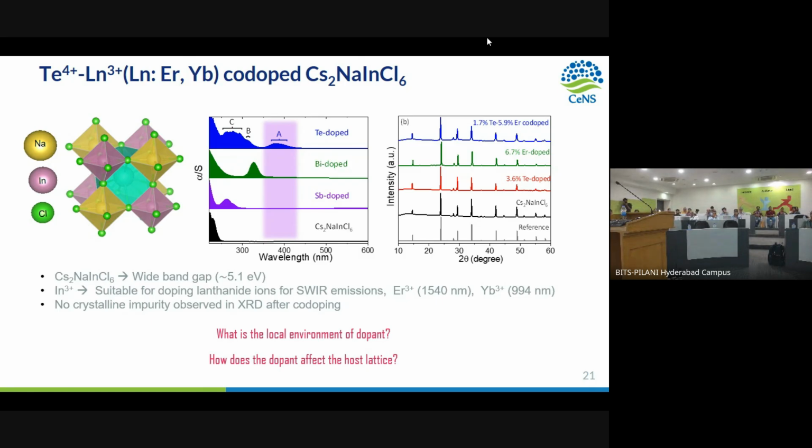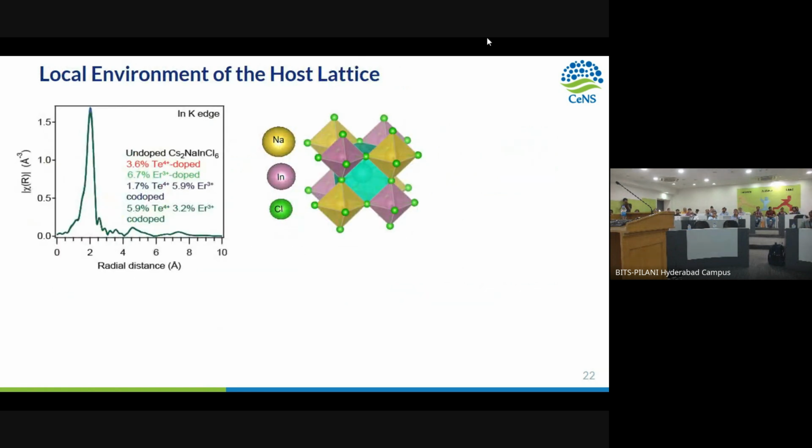So we do not know where the dopant is going in this system. So again, the question we asked: what is the local environment of the dopant, and how does the dopant affect the host lattice? So I am showing directly the indium K-edge data in R space.